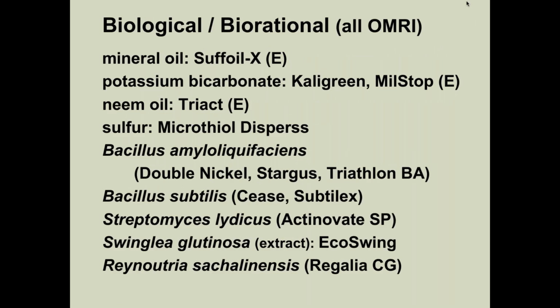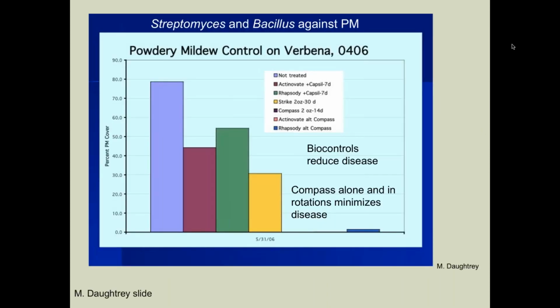And these are all Organic Materials Review Institute approved, or organic approved. And again, the Sufoil X and the E's next to these mean that they're excellent in terms of their management. Don't forget that sulfur has been around for years and years and years, and is a very effective fungicide for use on powdery mildew. And then we've got a number of other products that are actually living organisms, or the extract from plants, as in EcoSwing or Regalia, that turn on the plant defense mechanisms. Here's another example of some of these products.